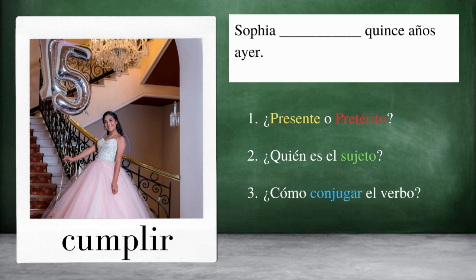Let's try one more. Sofía blank 15 años ayer. The verb that we're using in this sentence is the verb cumplir. Cumplir means to accomplish, but in this case, it also means to have a birthday. So literally, the sentence would be saying Sophia accomplished 15 years. And our first question, is this sentence going to be conjugated in the present or the past? El presente o el pretérito?